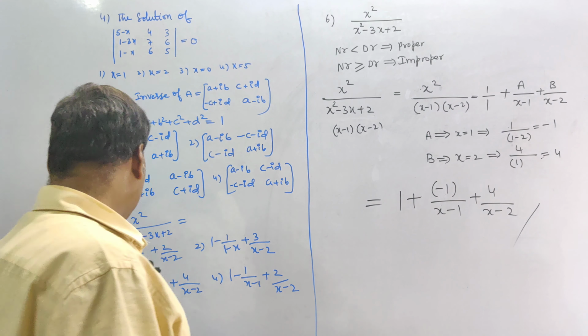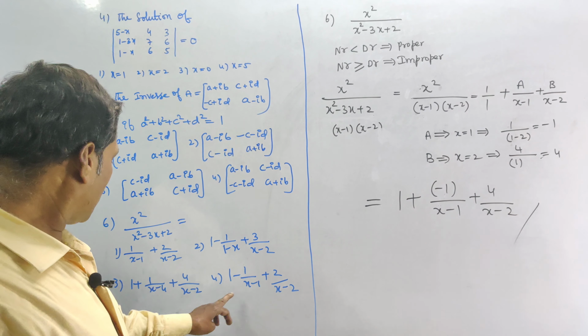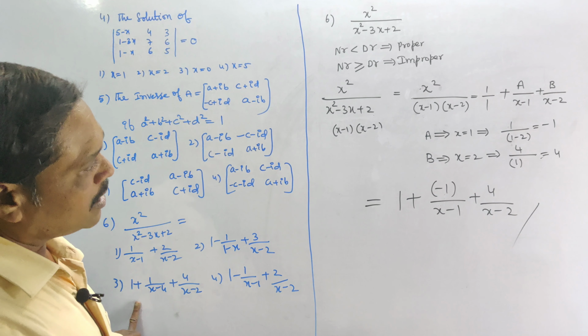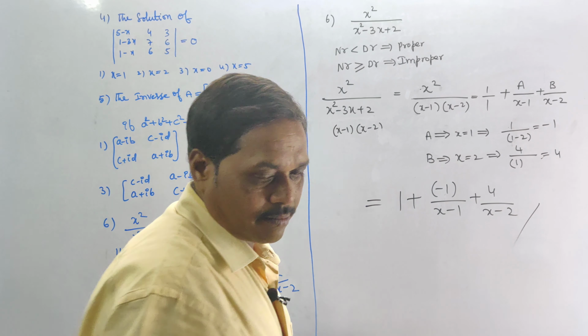Therefore the option is the one with 4 by x minus 2, this option is right, but it is minus 1, so this is minus 1, not plus 1.